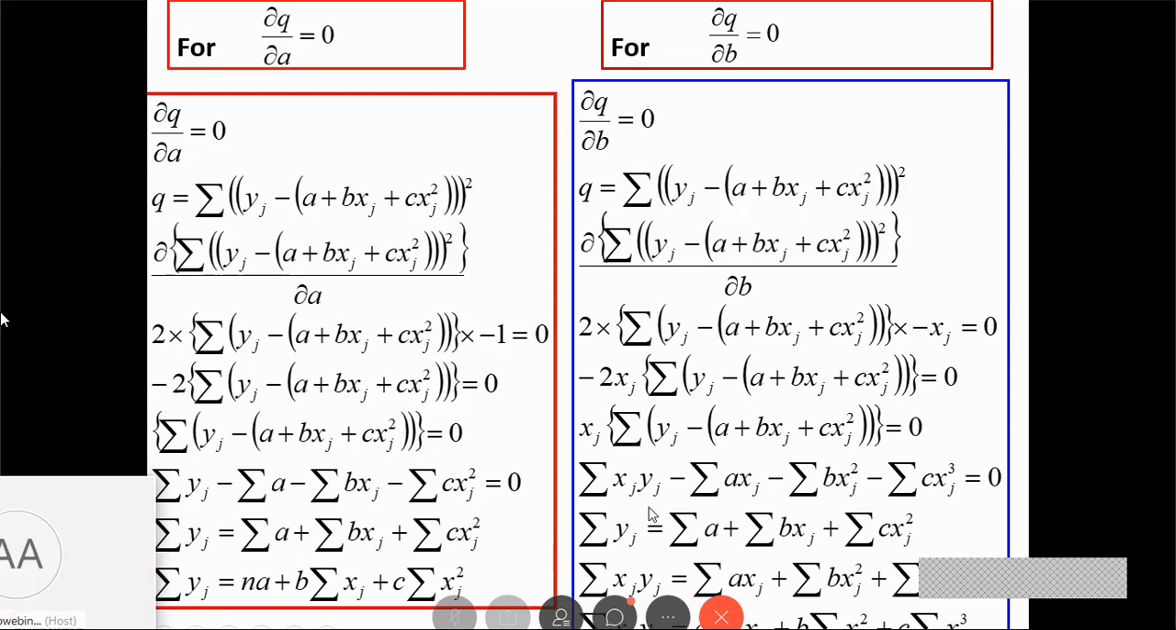Hello. So here, you multiply xj and yj, and get sigma xj yj minus a into xj. This is the next term. You've got xj and b xj.